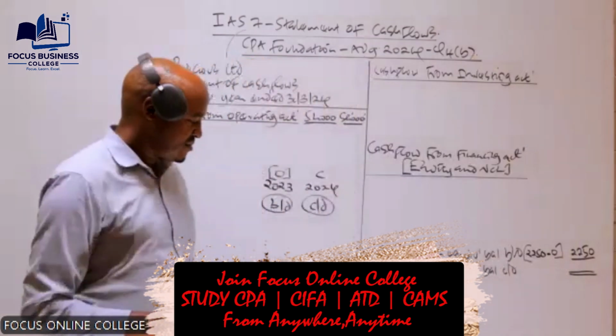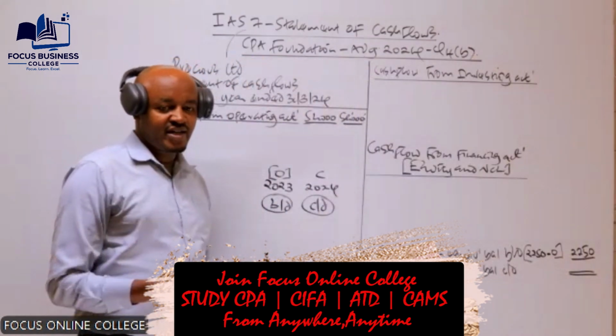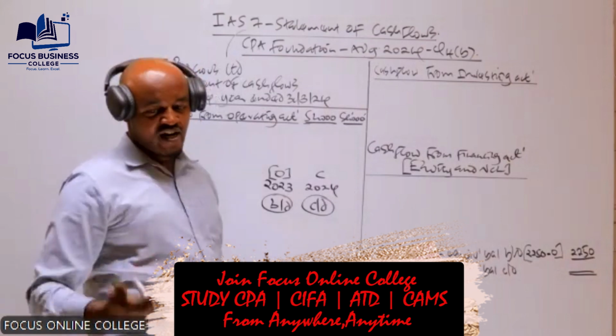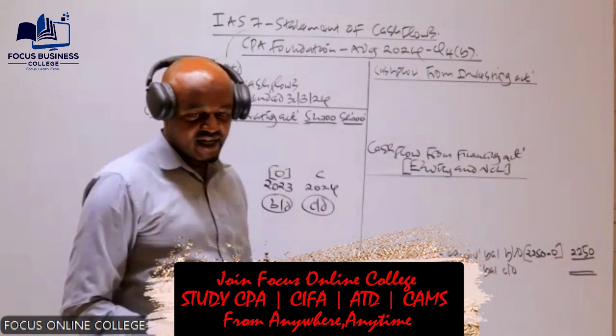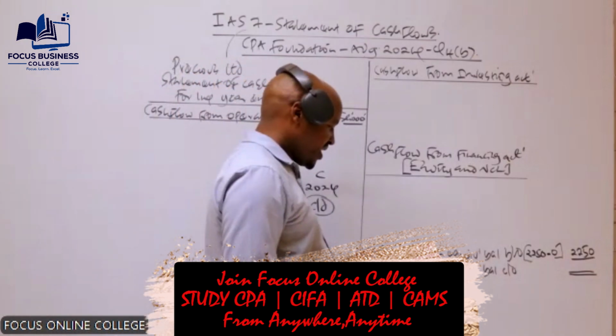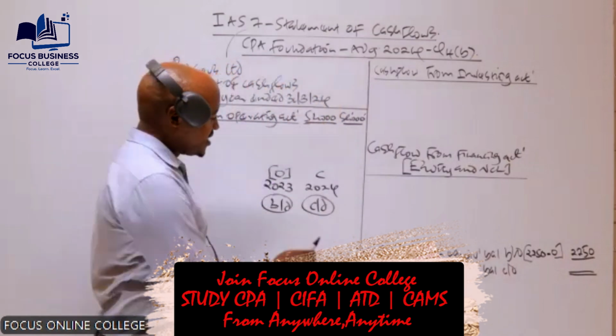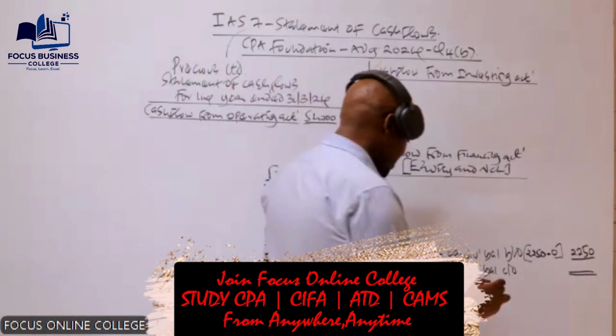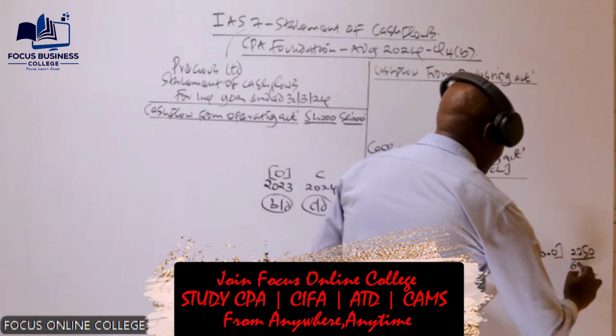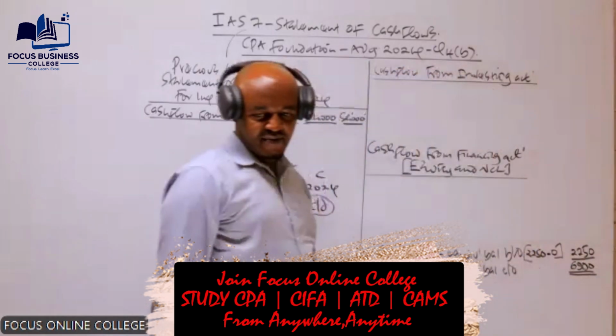We do the same at the end of the year. So by now we know that we only have one component of cash and cash equivalent, and that is basically cash. So we will take the cash balance at the end of the year, and that is an amount of 69.